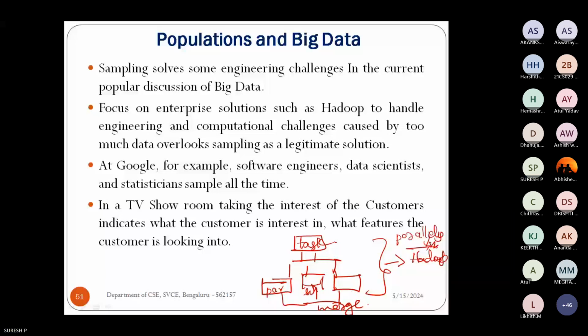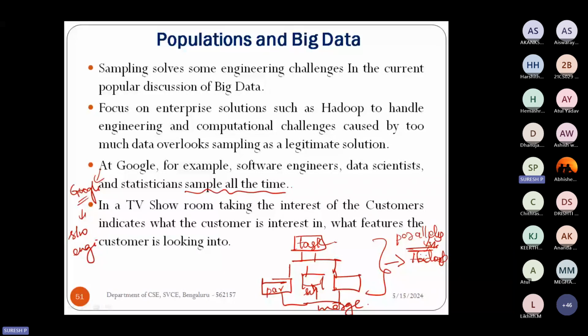In Google, if we take the Google website, what happens? At the back end, all the sites have to be displayed. For that, software engineers, data scientists, and statisticians will be doing the sampling all the time, because I have to give you the relevant result when you are searching for something. Software engineers have to work, data scientists have to work, and statisticians also work.